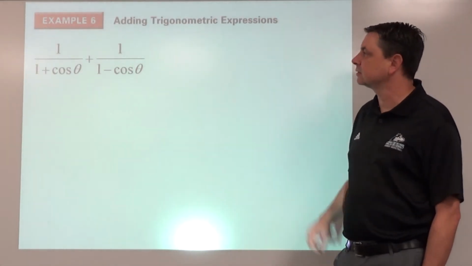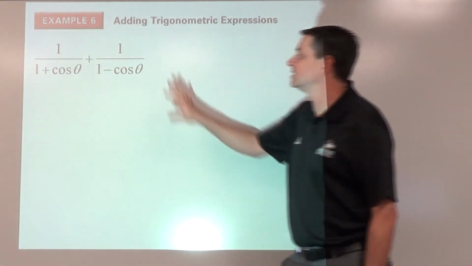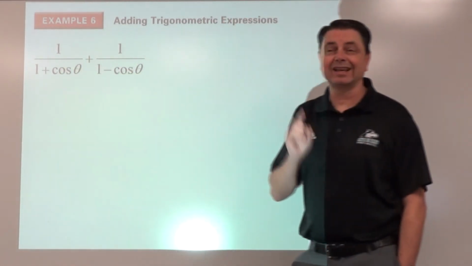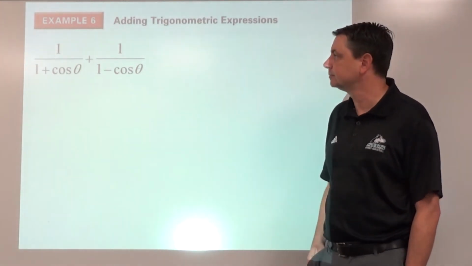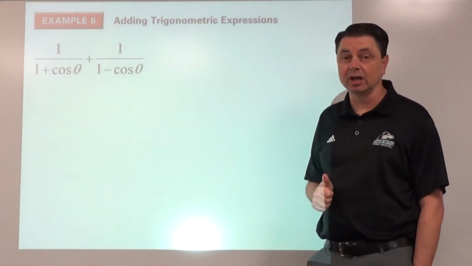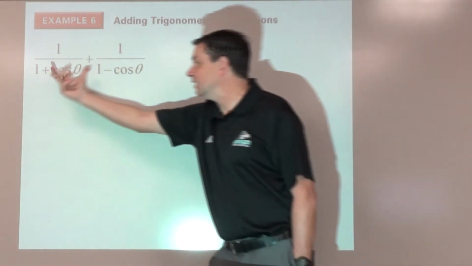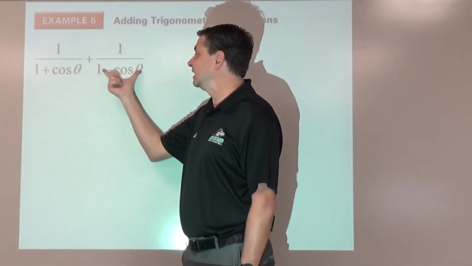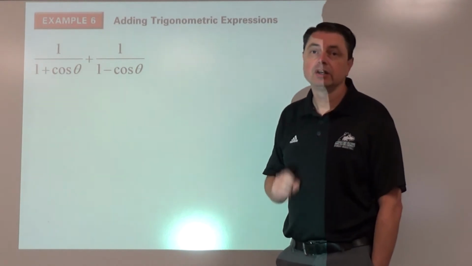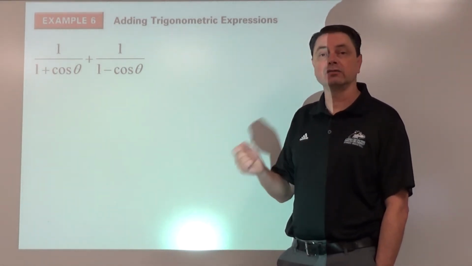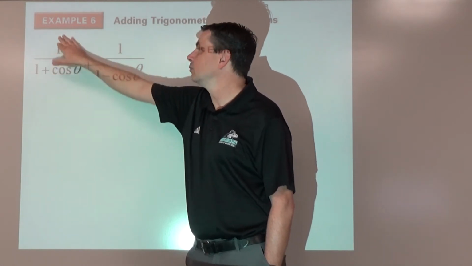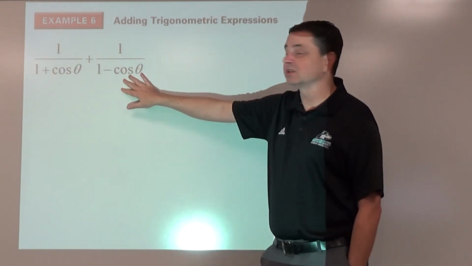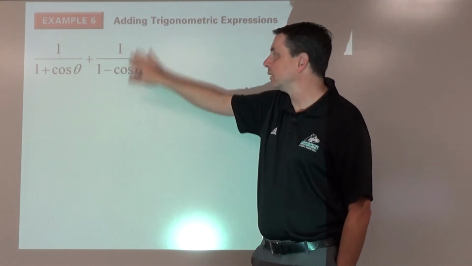Example number 6. There's going to be times where we're going to take some expressions like this and just kind of add them and maybe simplify beyond them. So again, we're going to need common denominators. We're going to need a 1 plus cosine theta. We're going to need a 1 minus cosine theta. So the LCD is the product of those two. That means this is missing 1 minus cosine theta, multiply top and bottom. This one's missing 1 plus cosine theta, multiply top and bottom.